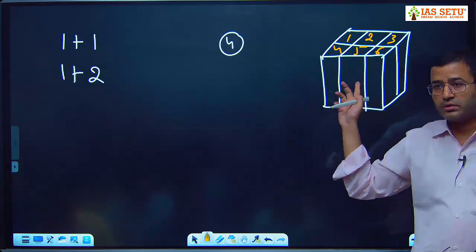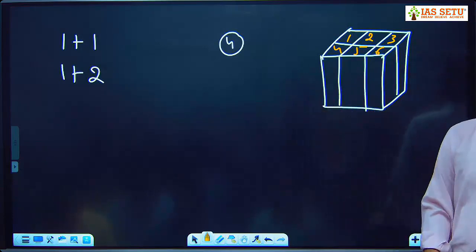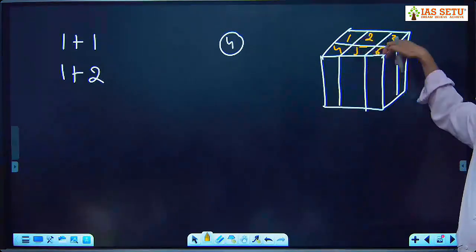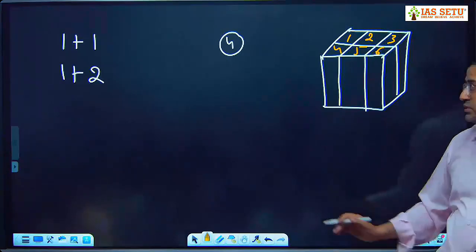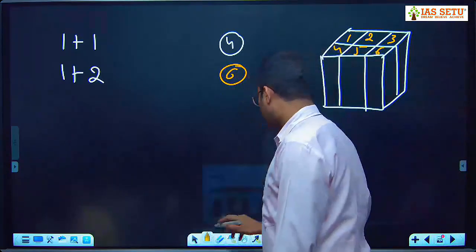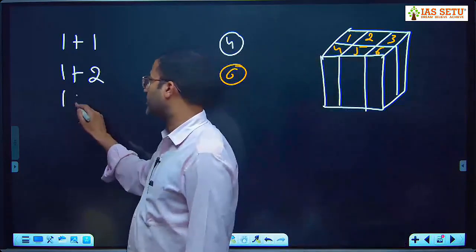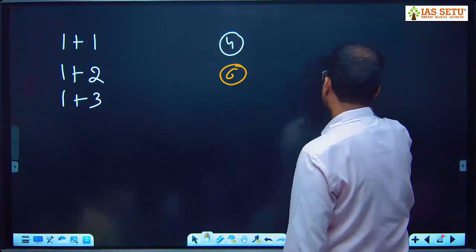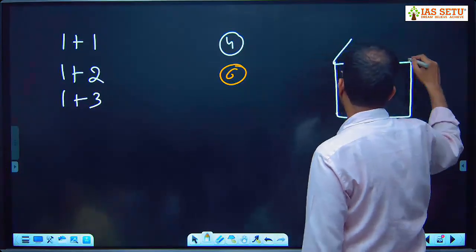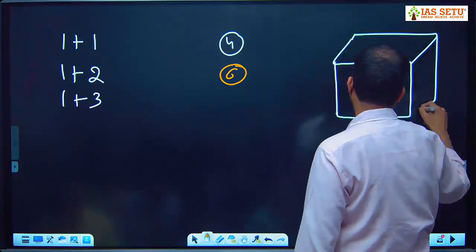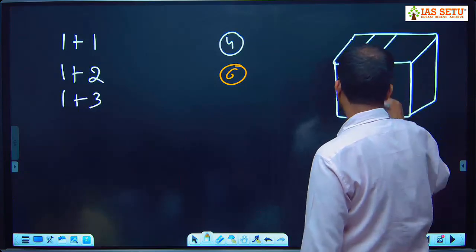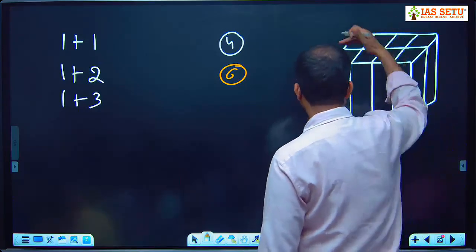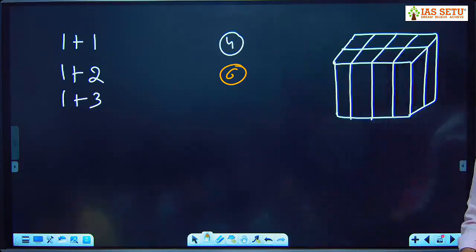You can check like here. There are 2 layers. In the front layer you have 3 pieces. In the back layer also you have 3 pieces. 6 pieces. Next I make 1 plus 3 cuts. So we check manually how many pieces we get. 1, 2, 3, and this is 4. 3 cuts on this axis, 1 cut on this axis. So 3 plus 1 or 1 plus 3.